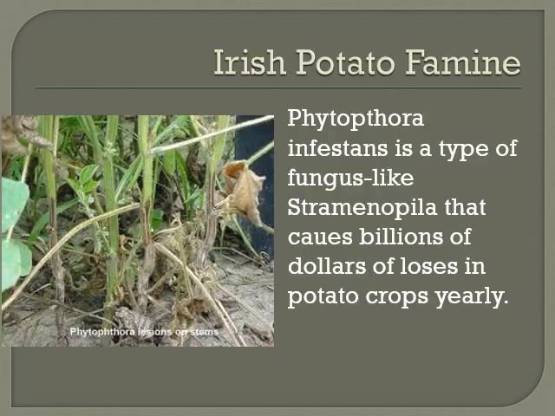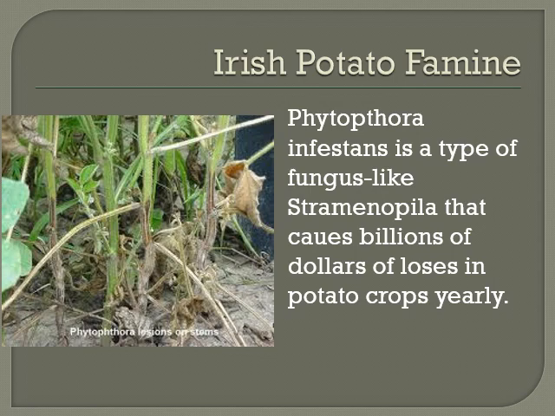Probably the most famous Stramenopila is Phytophthora infestans, which is a fungus-like Stramenopila. It was responsible for the Irish potato famine. This one stupid protist wiped out most of the potato crop in Ireland. It still leads to billions of dollars of losses every year in potato.